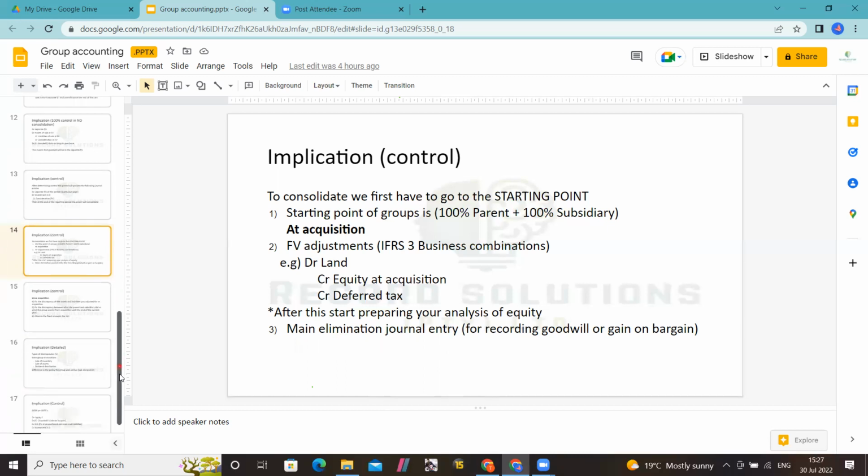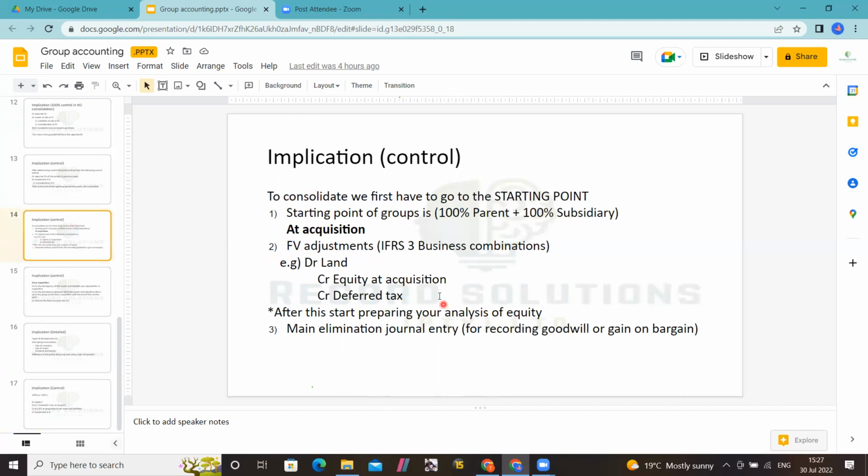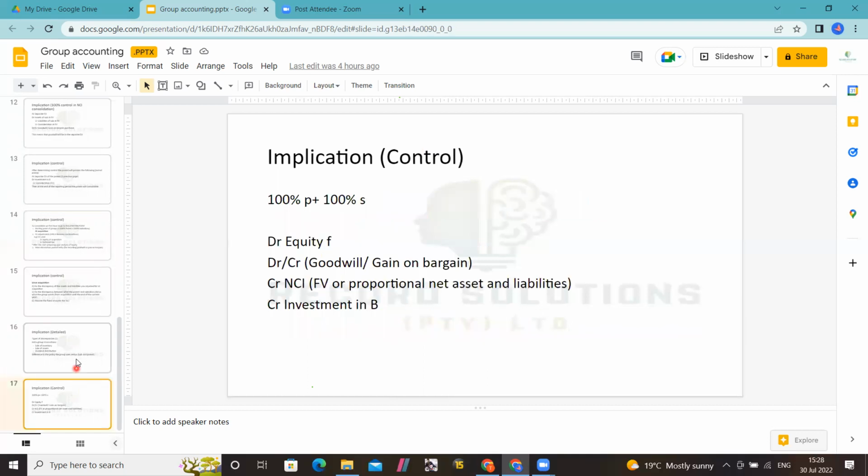So the main elimination journal entry, how do you actually process it, and what is it? Like I said, after you're done with the at acquisition journal entries, you have to prepare your analysis of equity, because that's very important. In the last video I did cover how the analysis of equity looks. Please go there for more information. And then with this analysis of equity, how does the main elimination look?